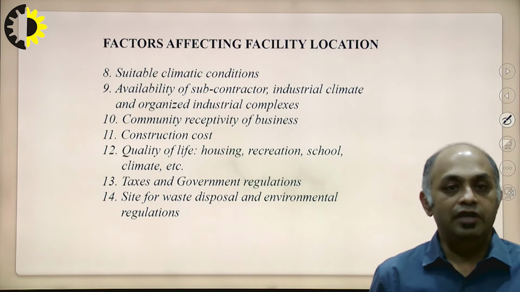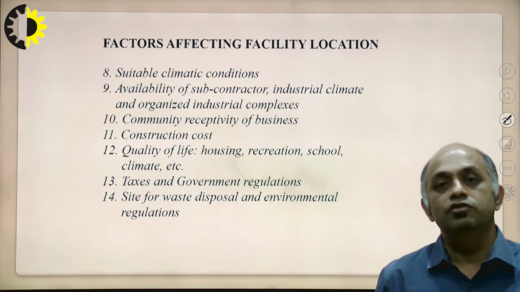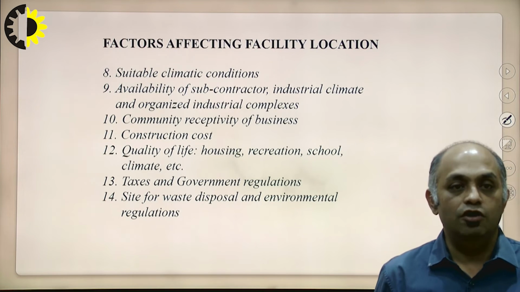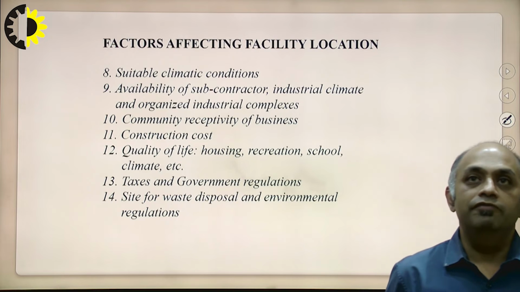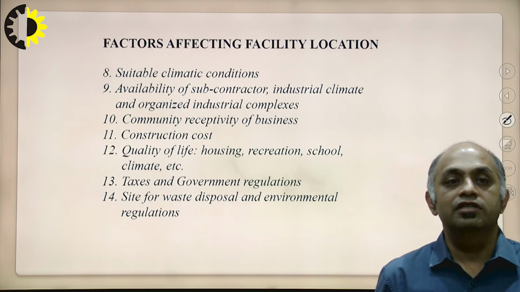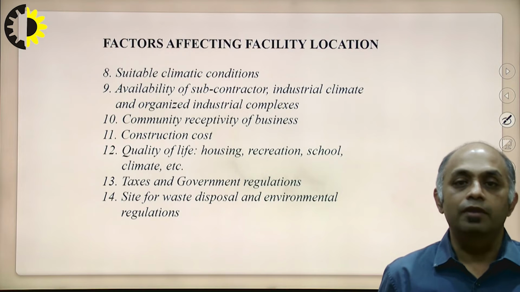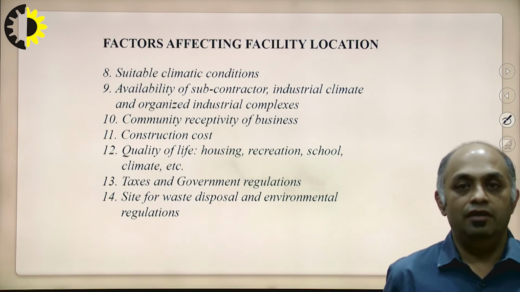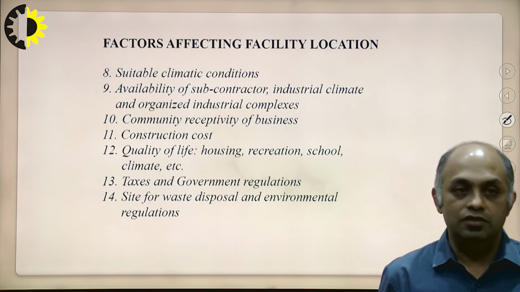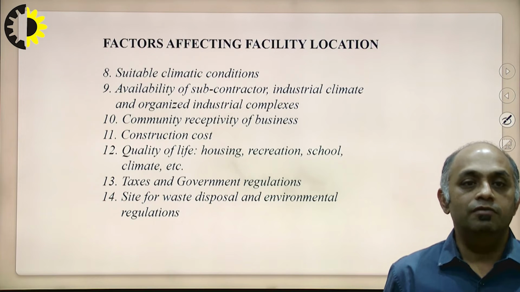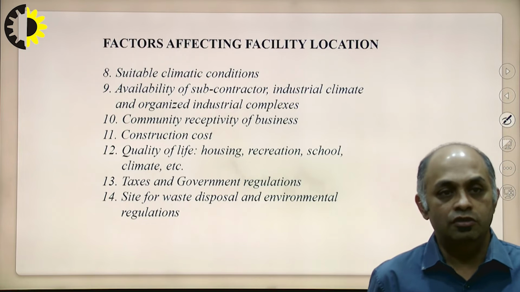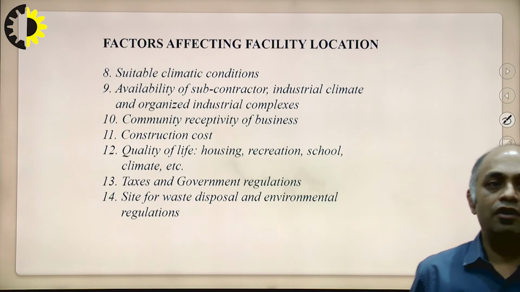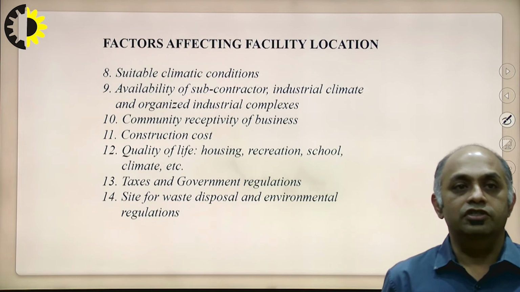So taxes and government regulations also play a very important role. We should see to it that the cost should not go very high, and we should not pay very high taxes to the government, because if a competitive chart is made, then you can check these things out. In the end we'll consider all these problems and make a decision model where we'll see how things work. So site for waste disposal and environmental regulation should also be there. So these are the 14 points which are the factors affecting a facility location.